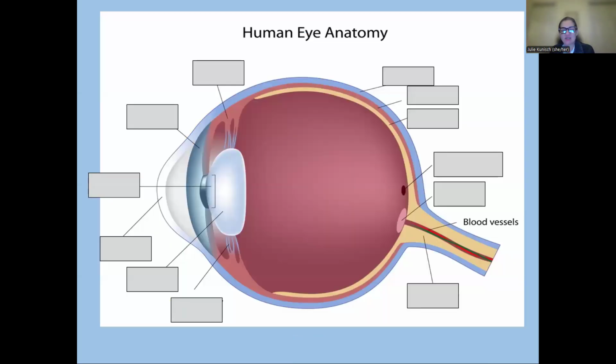Okay, so this here is for you to take a minute and take a look at the different labels on this picture of the eyeball and the anatomy of the human eye. Can you pull from your brain some of these labels? That's why they're all covered. Can you remember what some of them are?